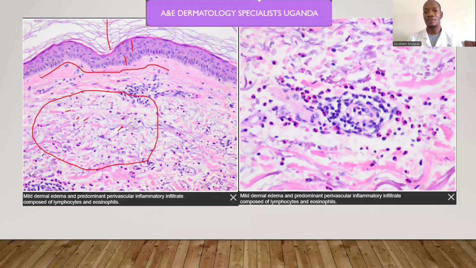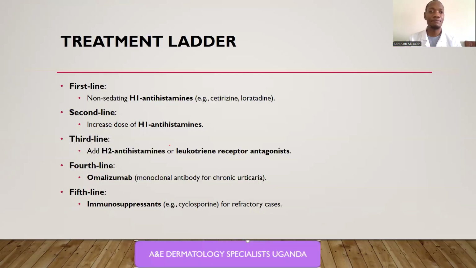In the close-up, you see these eosinophils, which are the cells that usually infiltrate the lesions in urticaria, but sometimes you can also see a few lymphocytes here. In this case, you just had abundant eosinophils. So the treatment ladder in urticaria: you need to follow particular steps.